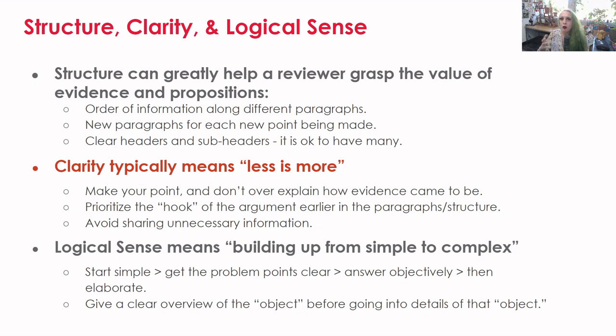And give a clear overview of the entire object before going into details of that object. For example, if your project has 4 phases, you can clearly show that at the beginning of your narrative. This project has 4 phases. This is what it is, and a brief couple of words about phase 1, 2, 3, and 4. And then later you elaborate. This is phase 1, this is phase 2, this is phase 3.